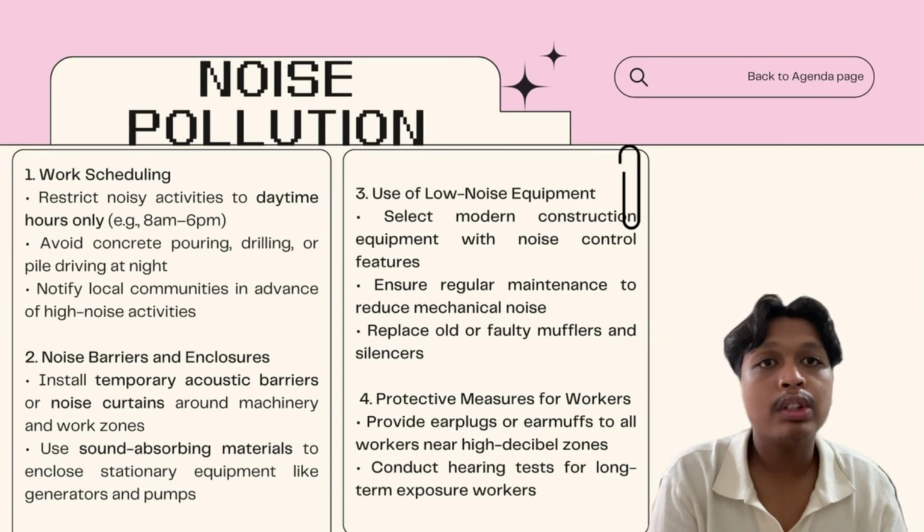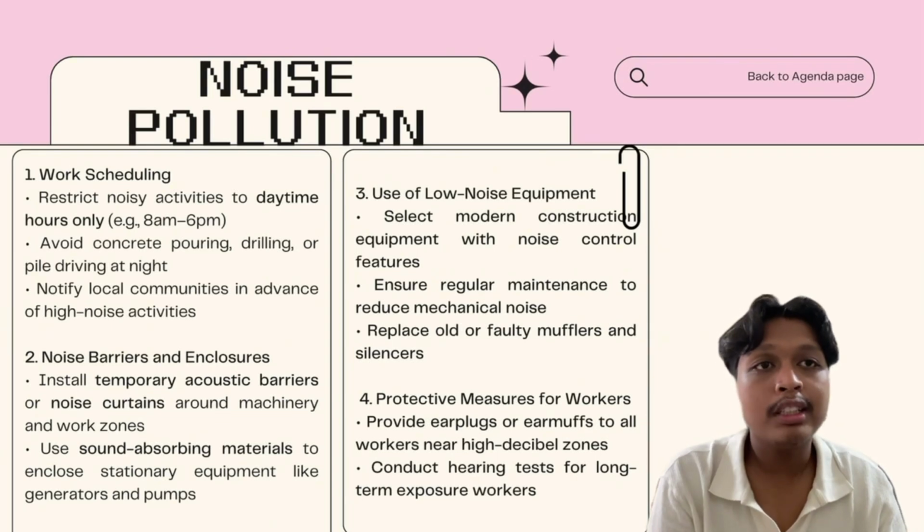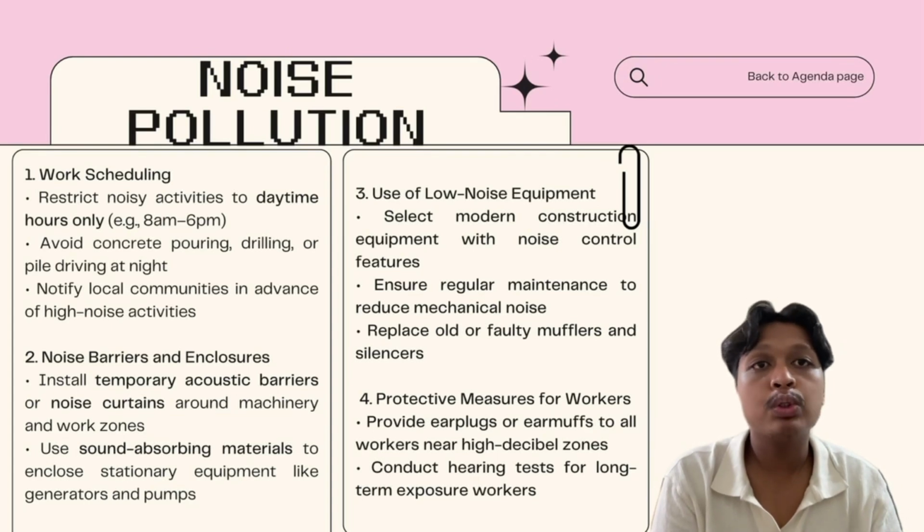Next is the use of noise barriers and enclosures. We can install temporary acoustic barriers, fencing, or soundproof curtains around noise-intensive equipment and areas. Equipment like generators or pumps can be enclosed with sound-absorbing materials to minimize impact.